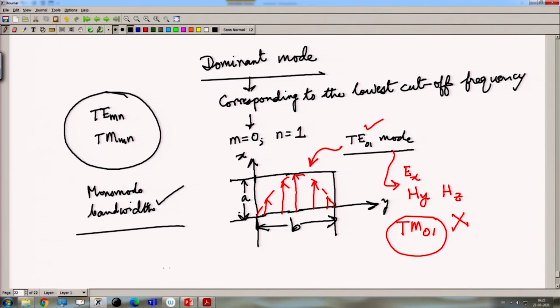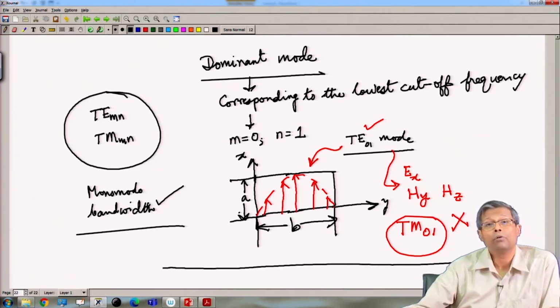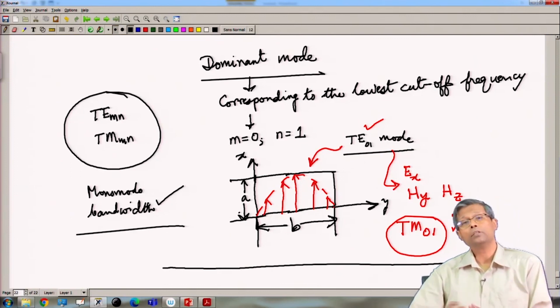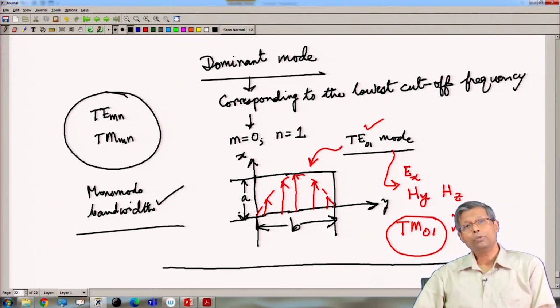Okay. So, this concludes our first slot of the waveguide characteristics. We will continue with other characteristics of the waveguide. Thank you.